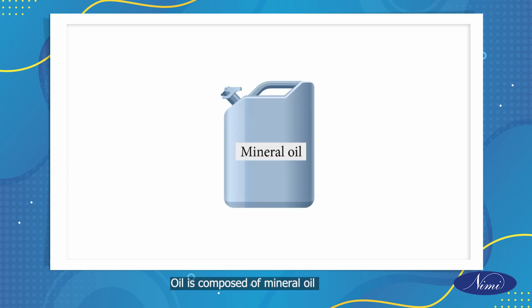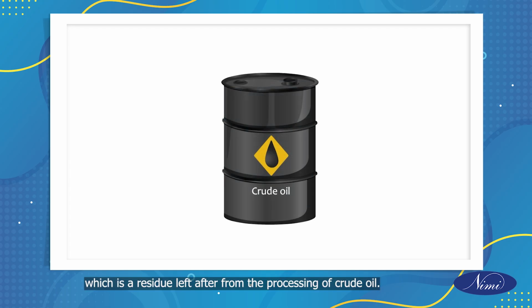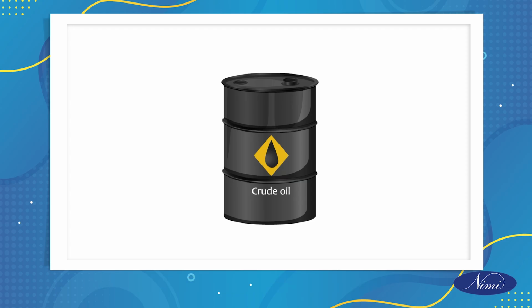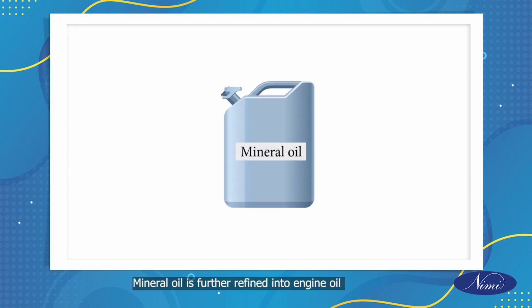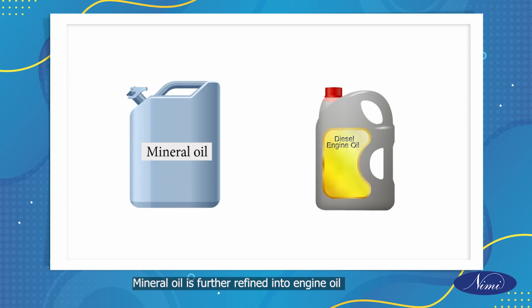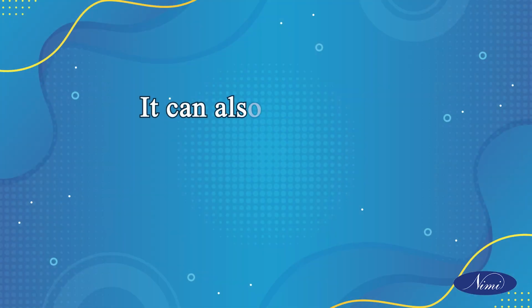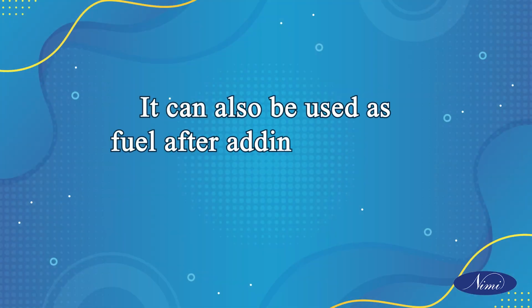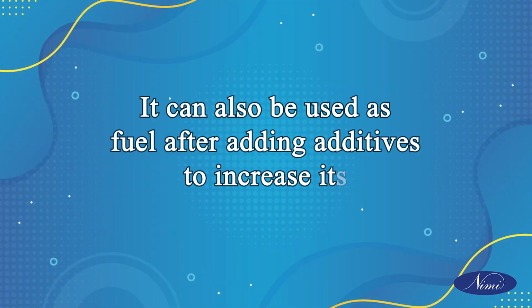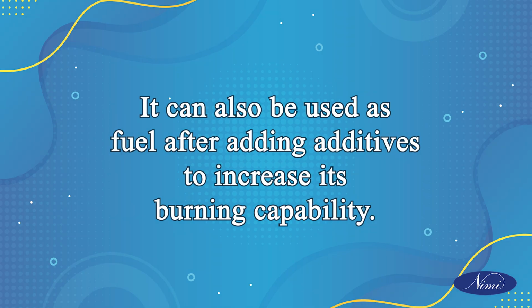Oil is composed of mineral oil, which is a residue left after the processing of crude oil. Mineral oil is further refined into engine oil and other lubricants like gear oil, etc. It can also be used as fuel after adding additives to increase its burning capability.